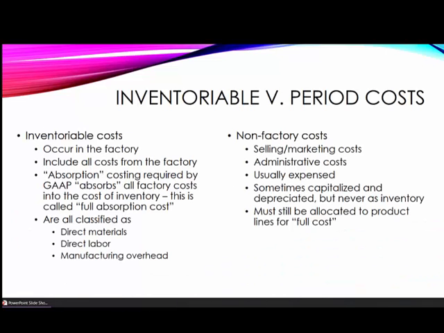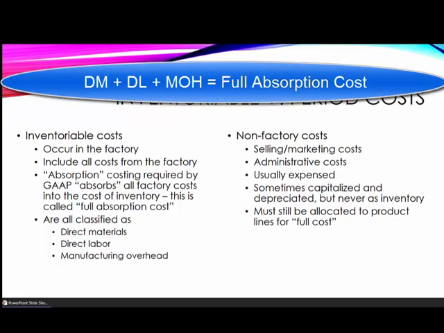So the first thing we want to talk about are inventoriable versus period costs. Inventoriable costs are everything that happens in the factory. Every cost in the factory is an inventoriable cost. And we use absorption costing, which is required under GAAP. It's called absorption costing because it absorbs all of those factory costs into the cost of inventory. And when you have all of those costs put into the cost of inventory, we call that full absorption costing. Everything has to be classified as a direct material, a direct labor, or a manufacturing overhead.